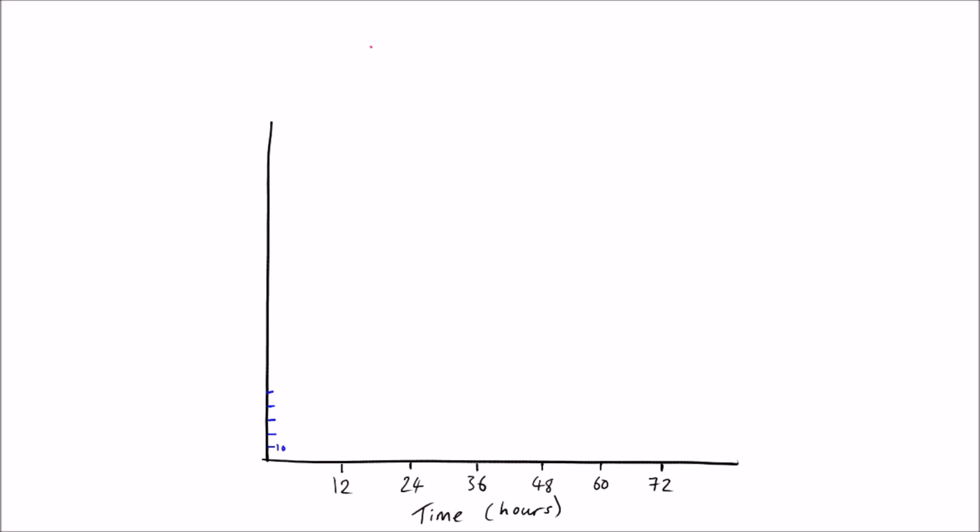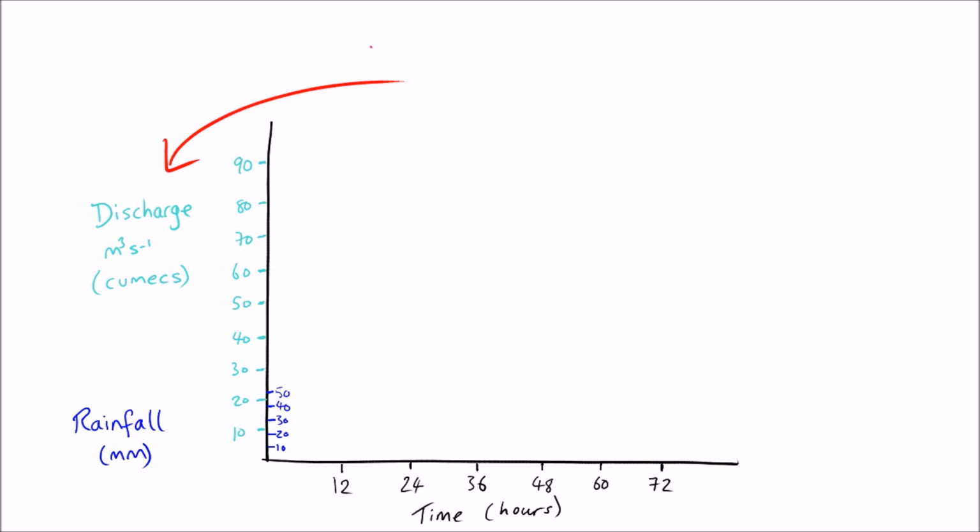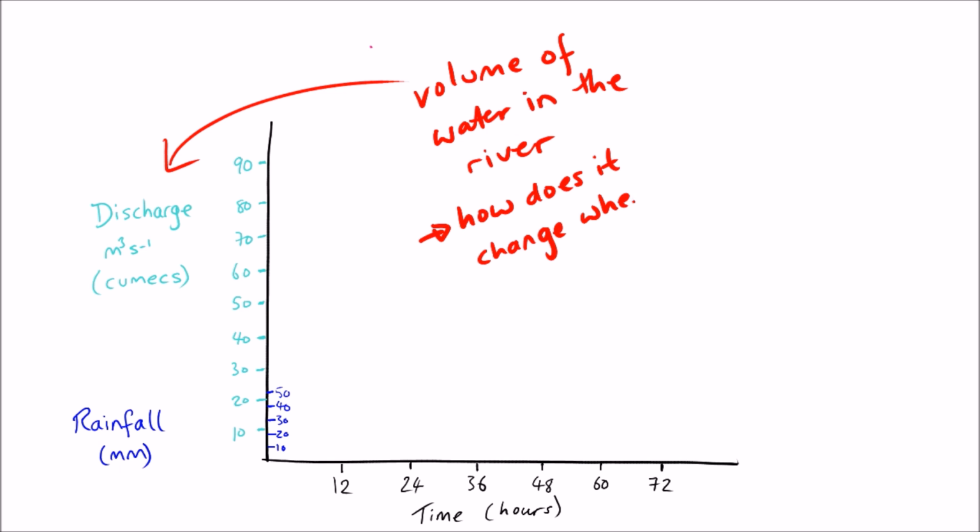On the y-axis we actually have two sets of labels. The first one that I'm writing in here is rainfall in millimetres. The second y-axis shows the water level in a river, otherwise known as the discharge, measured in metres cubed per second, or cumecs. What the storm hydrograph does is it shows how this water level changes when it rains.